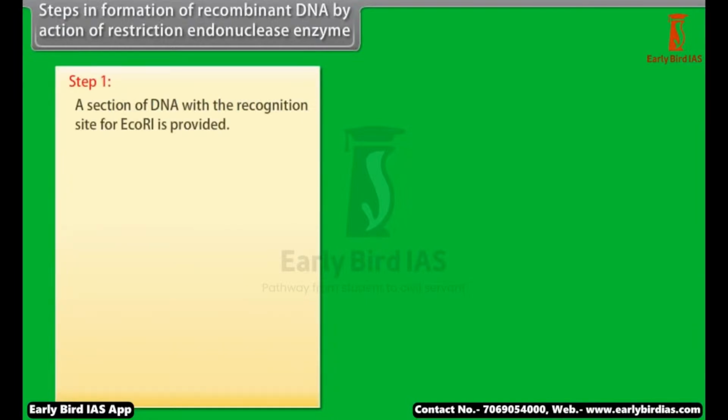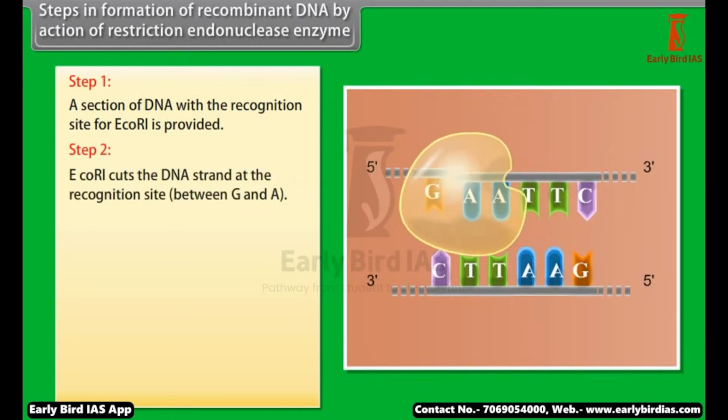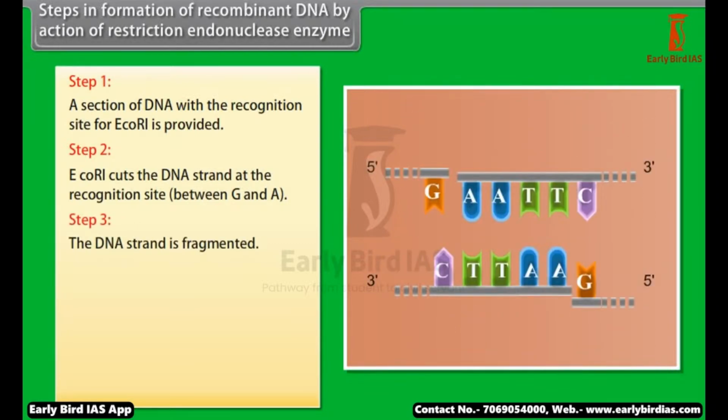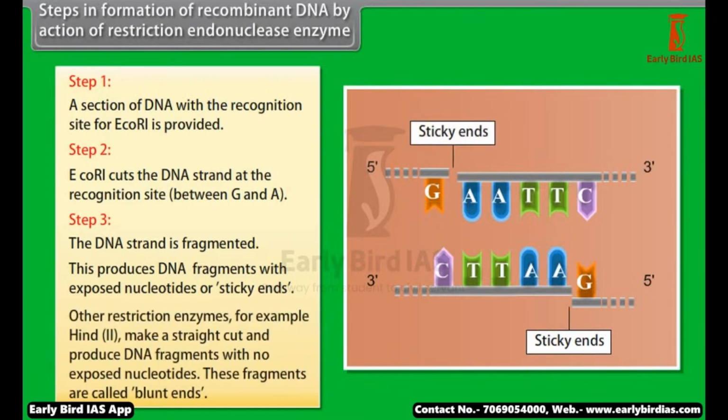Step 1. A section of DNA with a recognition site for E. coli is provided. Step 2. E. coli cuts the DNA strand at the recognition site between G and A. Step 3. The DNA strand is fragmented. This produces DNA fragments with exposed nucleotides, or sticky ends. Other restriction enzymes, for example Hind2, make a straight cut and produce DNA fragments with no exposed nucleotides. These fragments are called blunt ends.